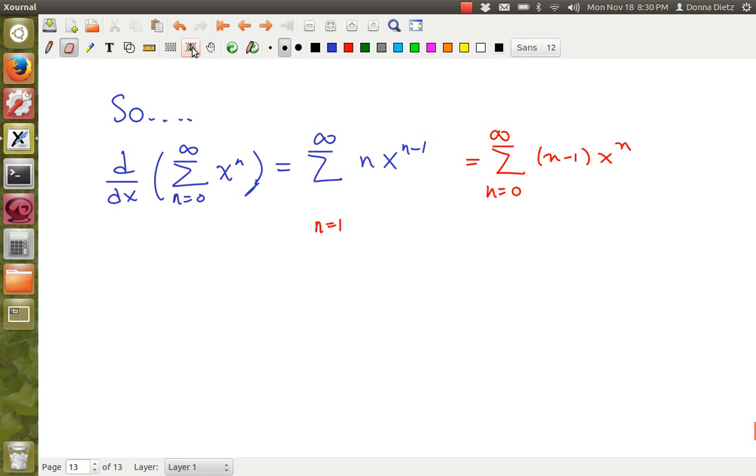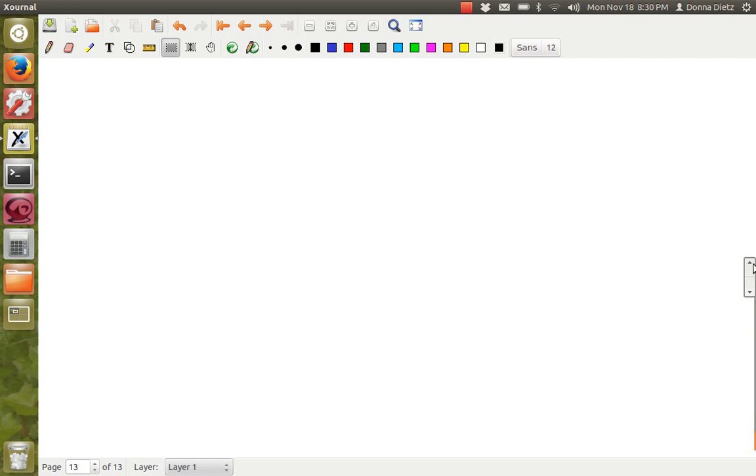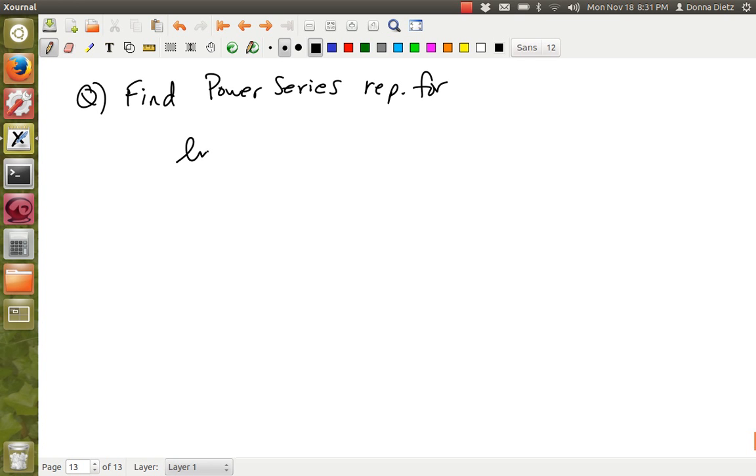Okay. What is left in this? All right, I'll just keep going ahead. You guys can pause the video. So, question. Find the power series representation for natural log of 1 plus x and the interval of convergence. Okay, so let's do that.